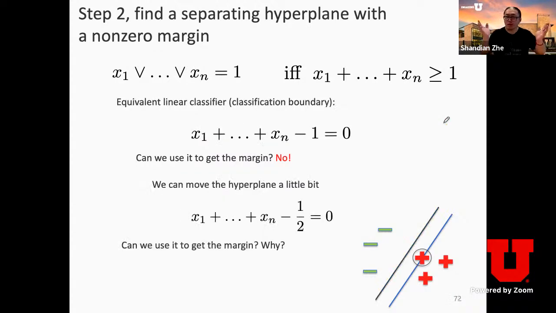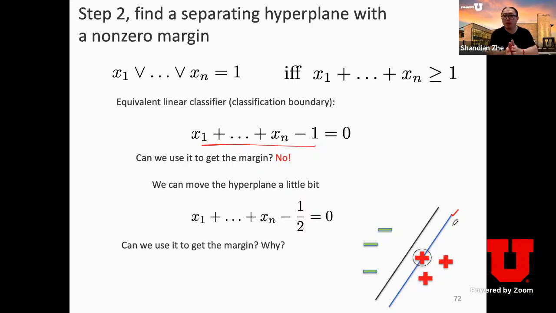We can just move this hyperplane a little bit, right? Okay, this is our original hyperplane, represented by this. And we know that this hyperplane is too close to all the training examples, such that some positive example just stays on this hyperplane, right? So why not we just move this hyperplane a little bit?